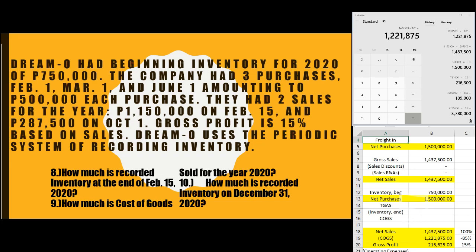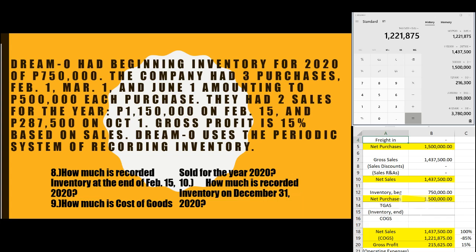Okay, now this is very... Sinabi niya na DreamO uses the periodic system of recording inventory. So, anong significance nun? What does that mean? Kapag periodic inventory system, it just means that inventory is just updated. Okay, ina-update lang yung inventory as well as cost of goods sold at the end of the period. If the problem is silent, you assume that the period is good for 1 year. So we assume that at the end of the year lang, nag-a-update si periodic. That's why it's called periodic.